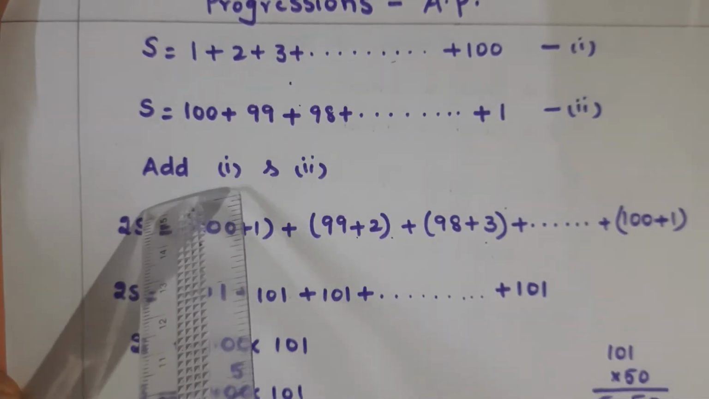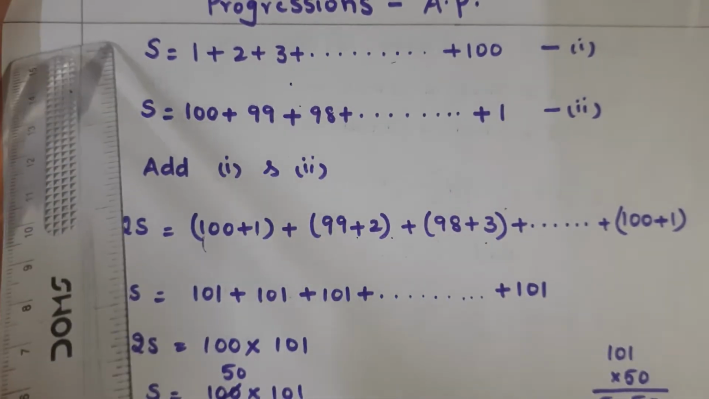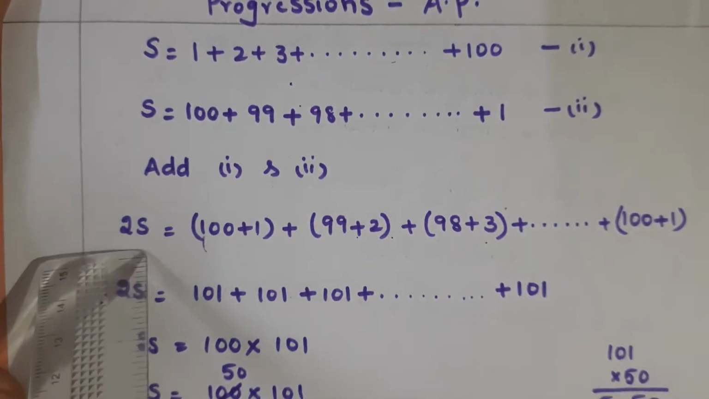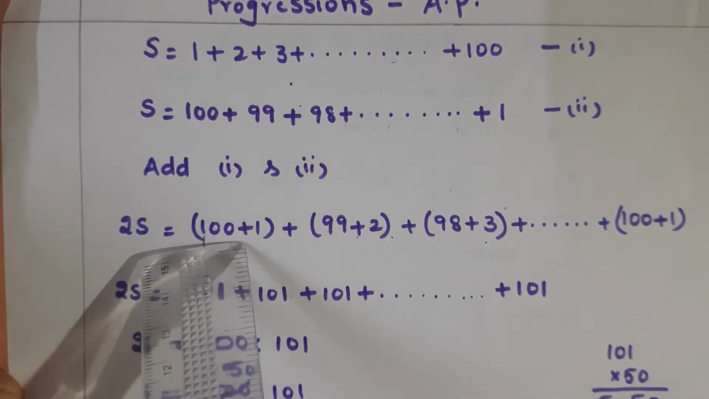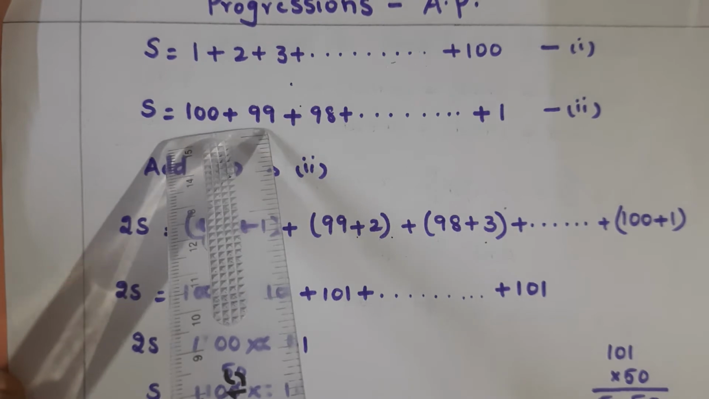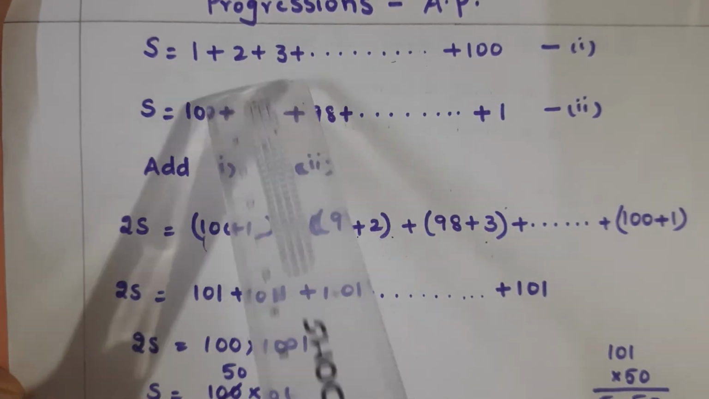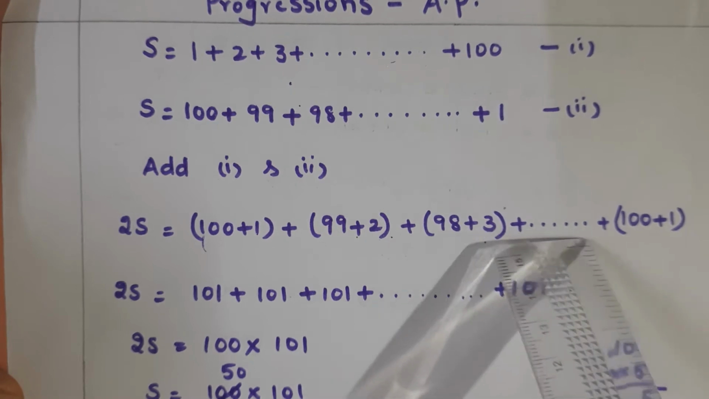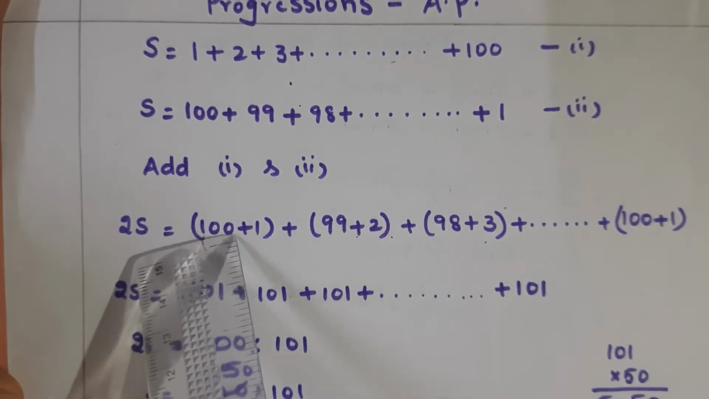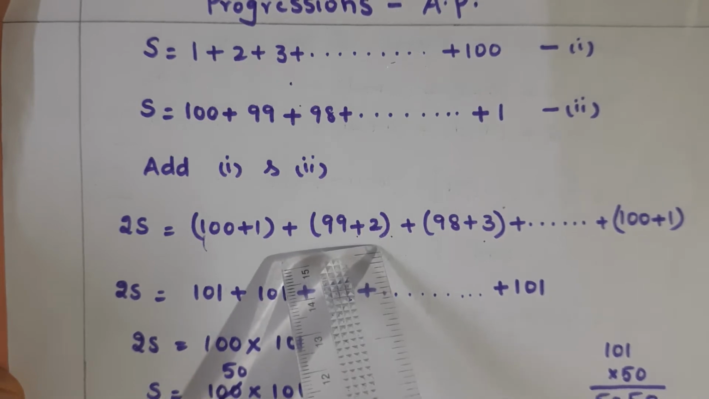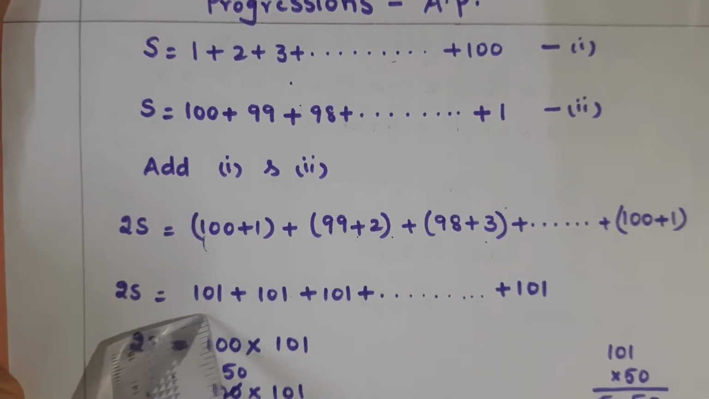Now we are going to add 1 and 2. These two equations we are going to add. So the left hand side becomes S plus S is 2S, is equal to first terms we are adding, 100 plus 1, plus second terms 99 plus 2, plus third terms 98 plus 3, and so on to the last terms, here 1 and 100. So if we add 100 plus 1, and 99 plus 2, and 98 plus 3, as well as 100 plus 1, we will get the same number 101.